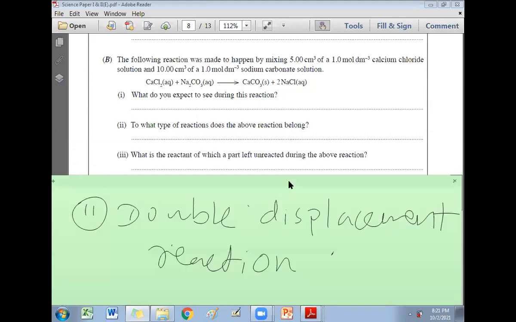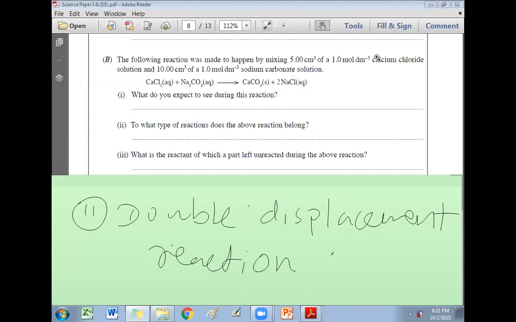Number 3. What is the reactant of which a part is left unreacted? When you mix chemical reactants, the raw materials to make a product, if you don't mix them in the right proportion, whatever reactant you use in excess will be left over. One becomes the limiting one and the other becomes the excess one. Is that clear?